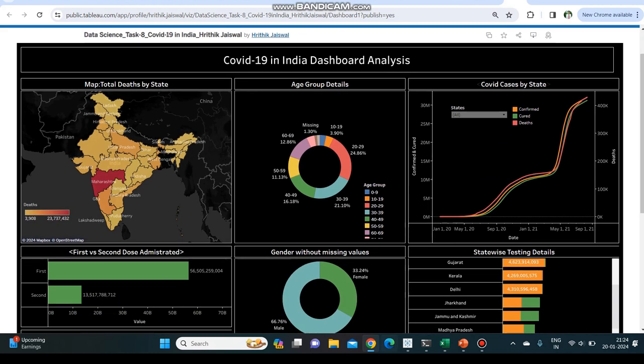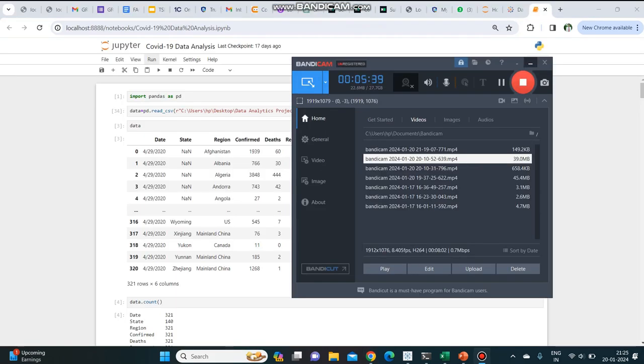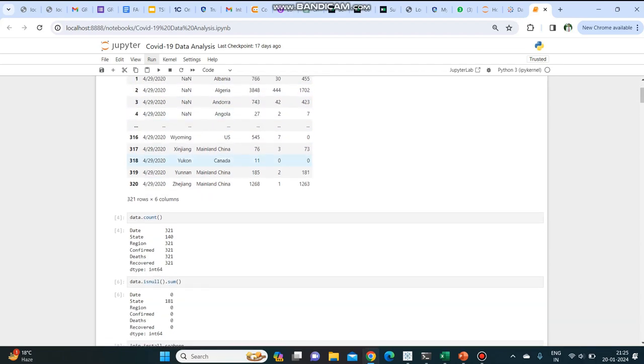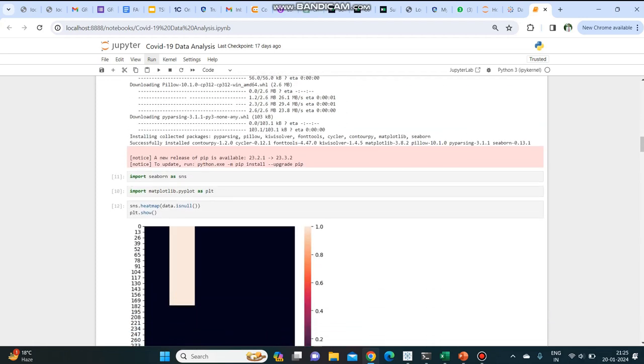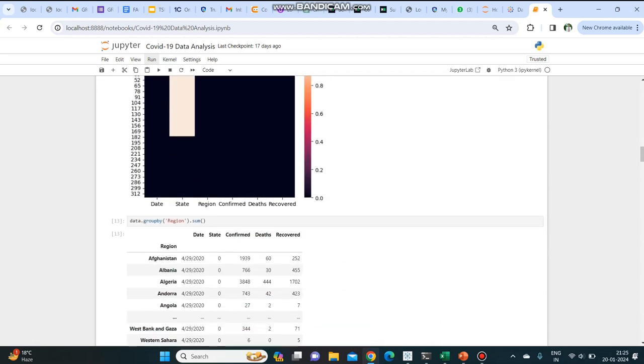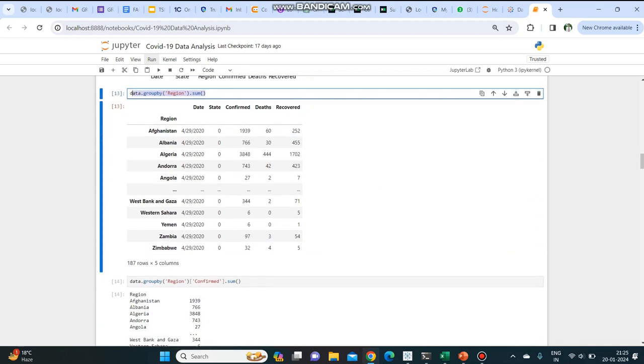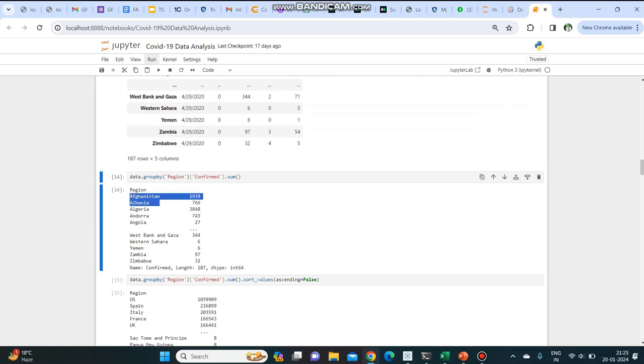So let's go there. This is about COVID-19 data analysis of the world. Here I imported the dataset and I used the Pandas library, Seaborn, as well as Matplotlib. Here we arranged the cases country-wise in alphabetical order. So we took some, and here it is visible. Alphabetically, countries are arranged with the confirmed cases.